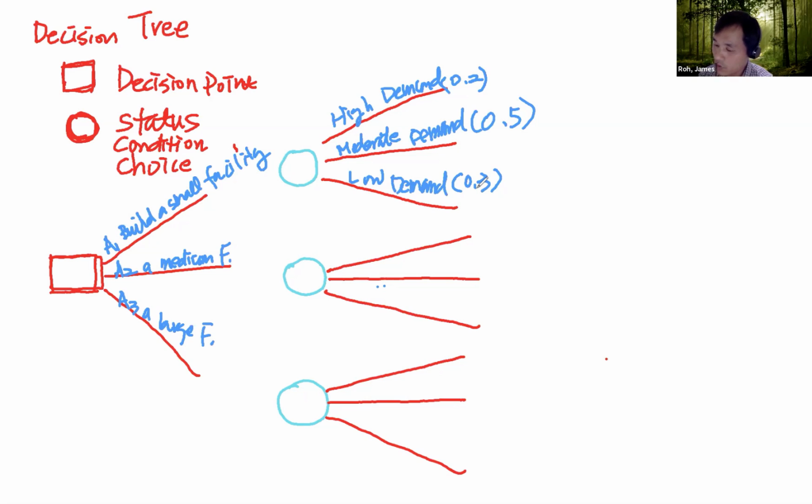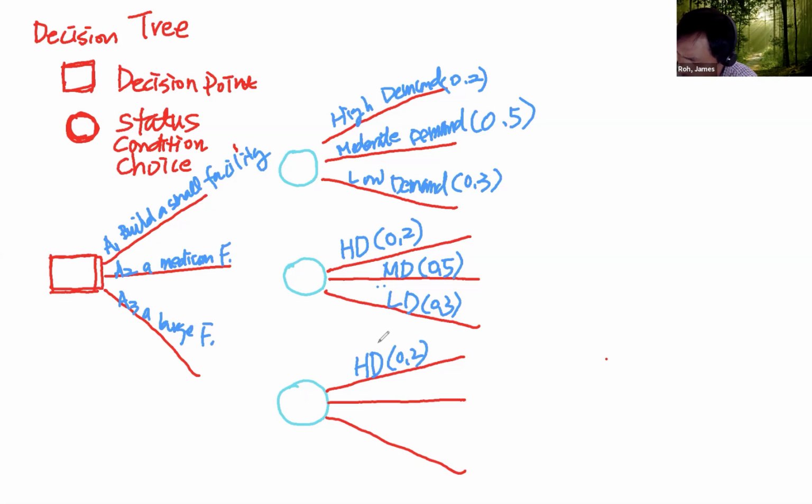And on alternative 2, we have another three conditions. First one is high demand, and that's the same probability in this case. And moderate demand, MD, 0.5, and low demand, that's 0.3. Similarly, if you go to the last one, if you are building a large facility, then high demand is 0.2, moderate demand is 0.5, and low demand is 0.3. Okay, that's what you found.